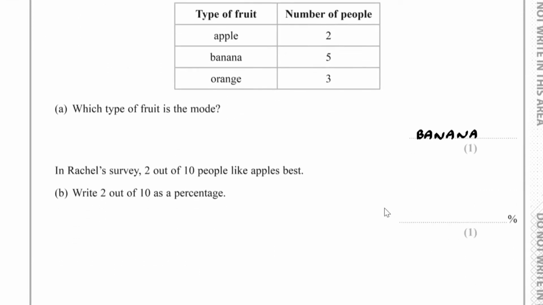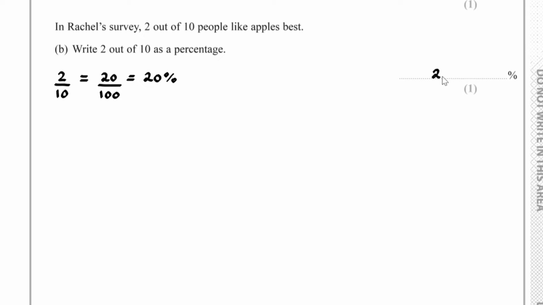For part B, in Rachel's survey, 2 out of the 10 people like apple best. We have to write 2 out of 10 as a percentage. Well, percentage means out of 100. So 2 out of 10 is equivalent to 20 out of 100. So we have 20%.